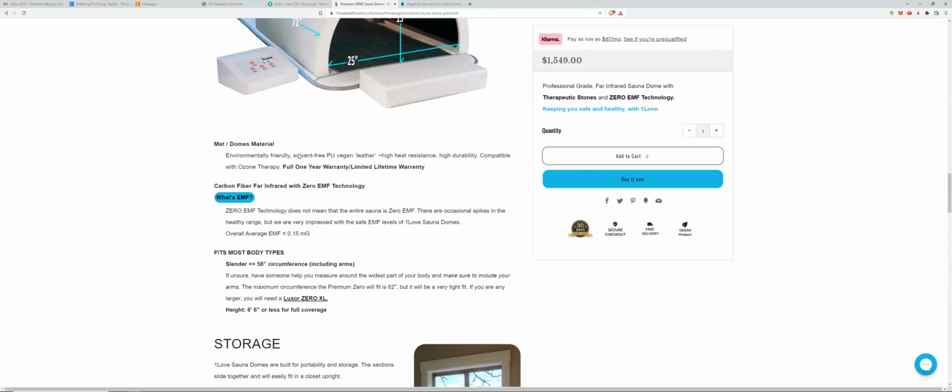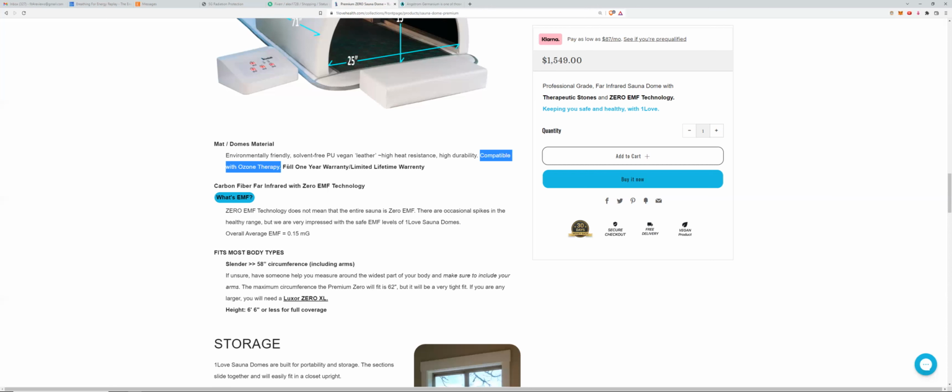So one thing is you want to ideally ensure the materials in a sauna, especially portables, because portables can be kind of sketchy, are solvent-free. High heat resistance, and check this out, compatible with ozone therapy. This is very, very unusual. There's only one other brand on the market, sold by an ozone company, that has a dome or type of sauna that can handle ozone.